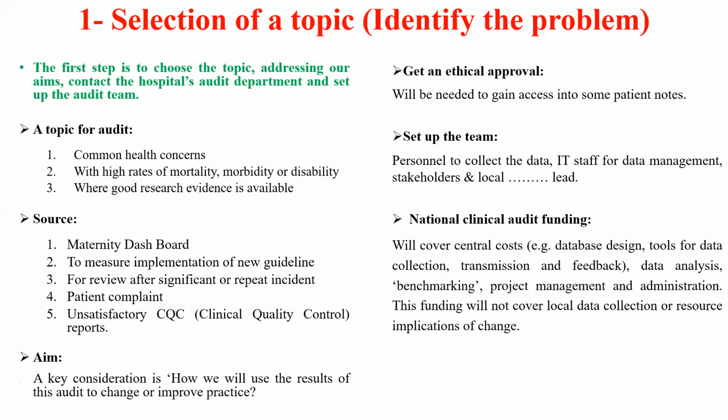So what are the criteria of the topic to be audited? The topic has to be a common health concern with high rates of morbidity and mortality, and there should be good research evidence available to compare your current practice against. So these are the criteria. It may be a question: what are the criteria of a topic to be chosen for an audit? It has to be a common health concern, with high rates of morbidity and mortality, and there is good research evidence available for this topic.